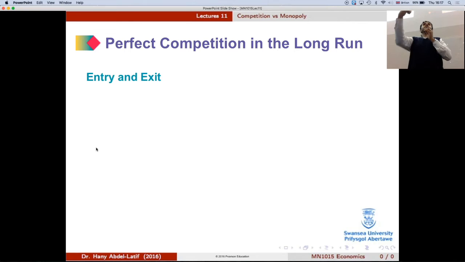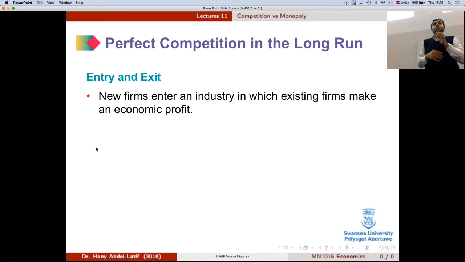If they make an economic loss in the short run, then in the long run, these firms will leave the market, will exit from the market. And this again will affect the price. This adjustment in the price, in these cases, will move us to the equilibrium in the long run in perfect competition. So let's now agree on that point. This is a very important point.